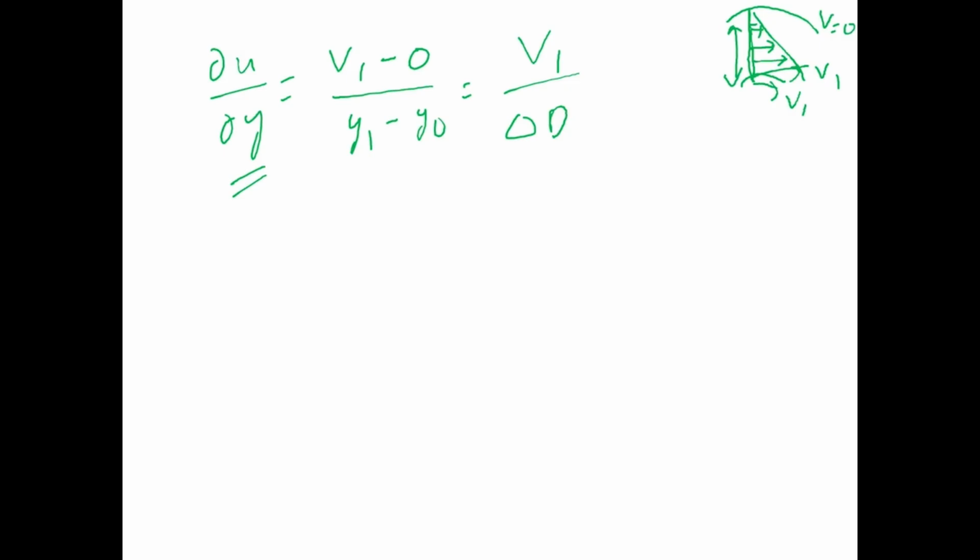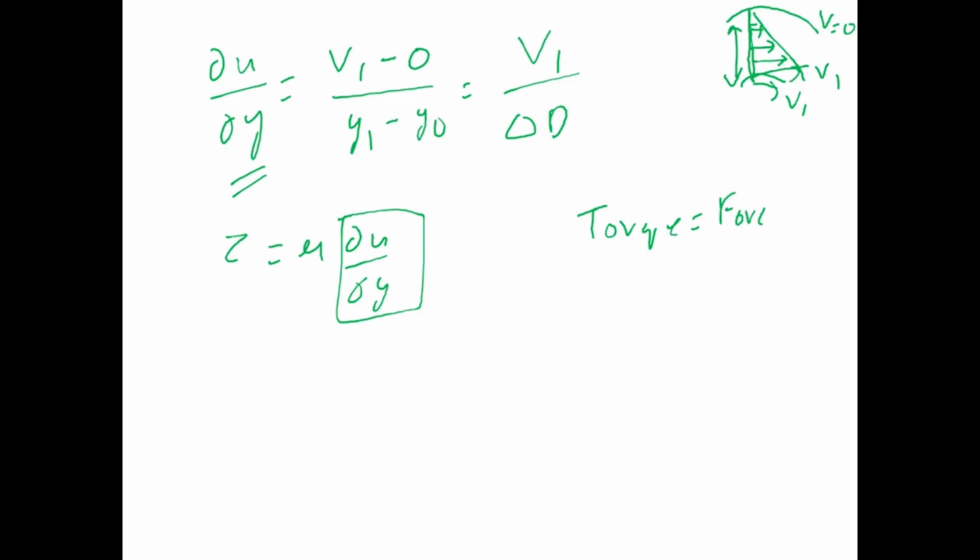Now that you know du dy, you can go back to this relationship, tau is equal to mu du dy. So you have calculated the biggest challenge here. That du dy was the biggest headache for you to calculate. Now we talked about how you have been given torque, and torque is force times the distance.